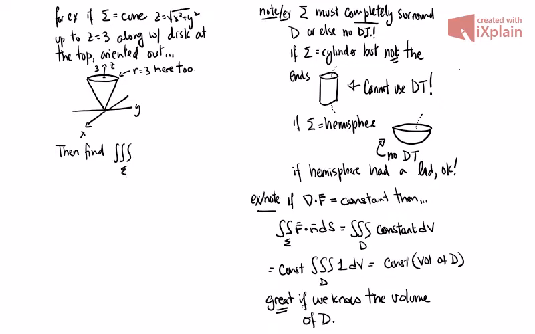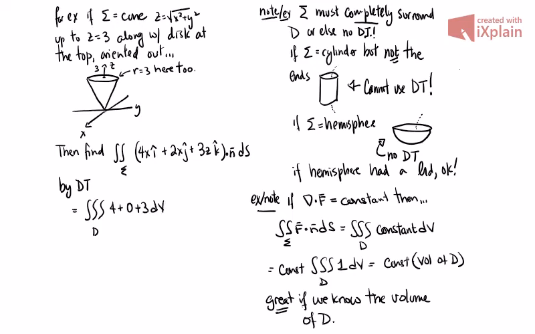the integral over sigma of, say, 4xi plus 2xj plus, say, 3zk. Sorry, I have an extra integral sign there. Dot n ds. So by the divergence theorem, this becomes the triple integral over D, and then when I take the divergence, I get 4 plus 0 plus 3. So this is 7. So I can pull the 7 out, and we get 7 times the volume of the cone.